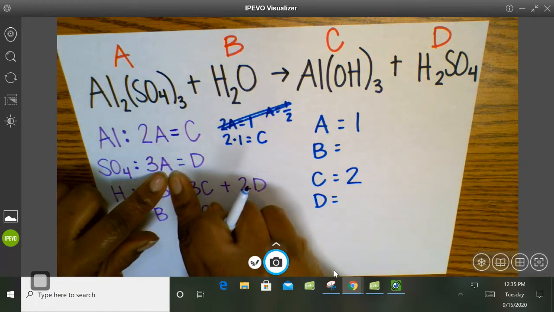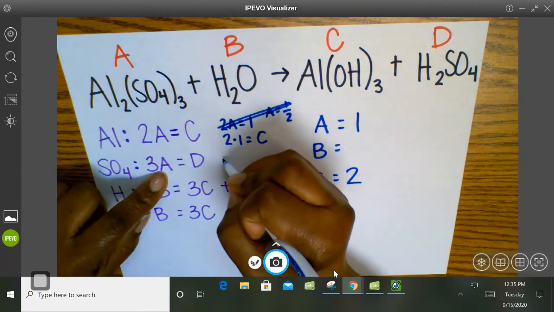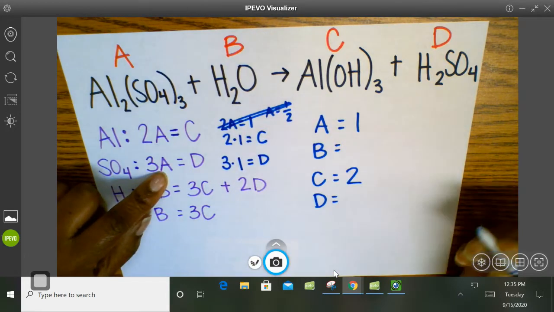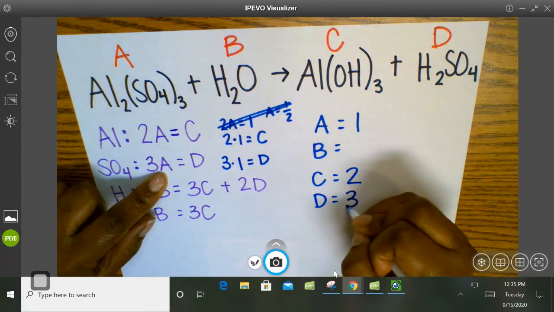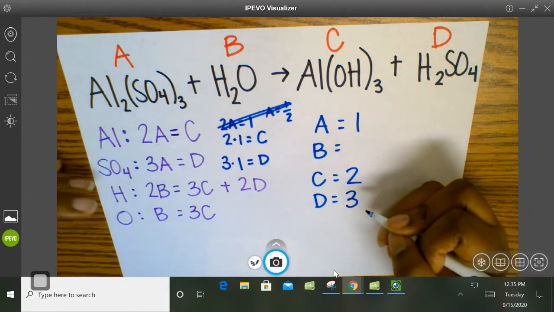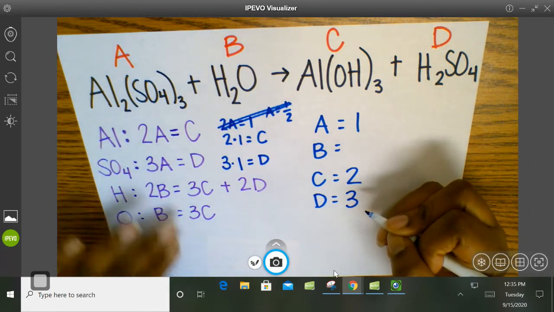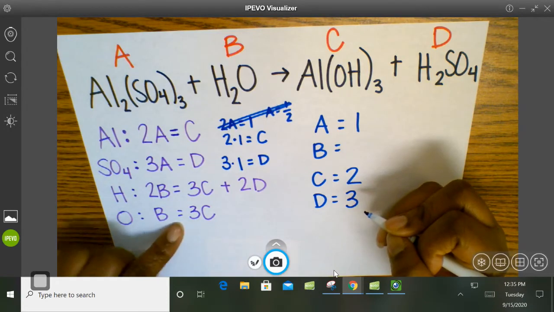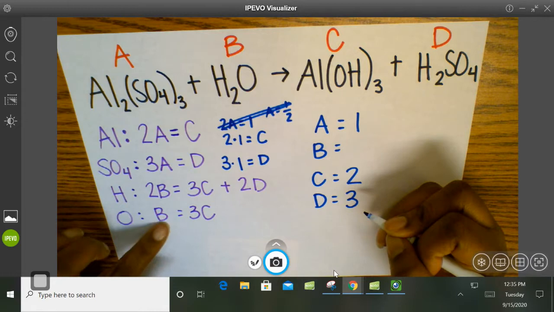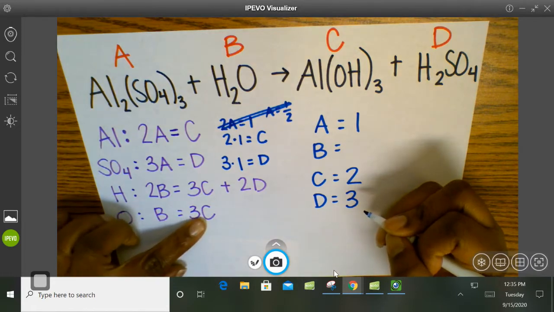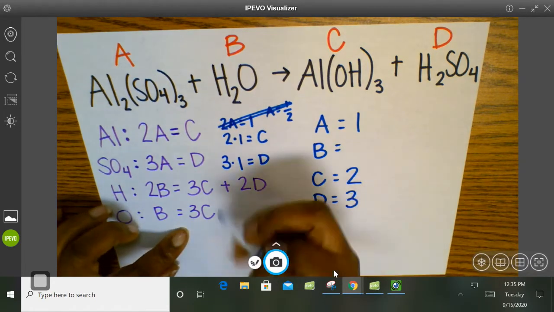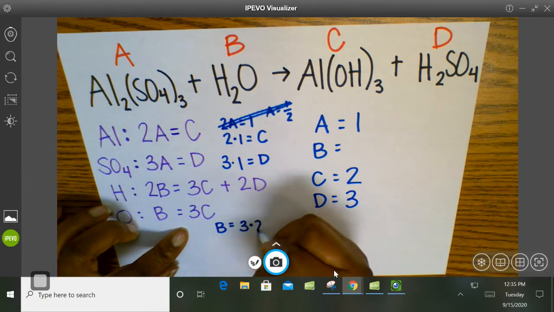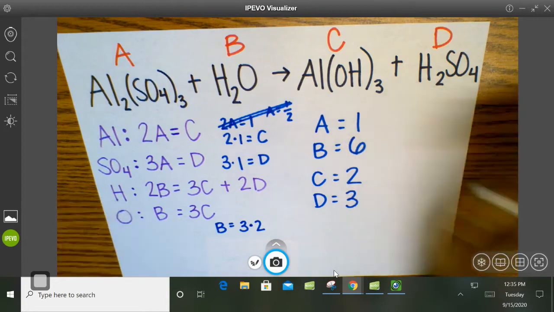Well, look at this one. 3A equals D. If A is equal to 1, 3 times 1 will give me D, so that's 3. And now I look at the equations that will help me solve for B. I have 2. I'm going to pick the last one because it's less work. B equals 3C. C is equal to 2. So B is equal to 3 times 2, which will give me 6.